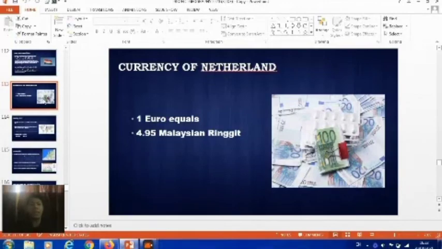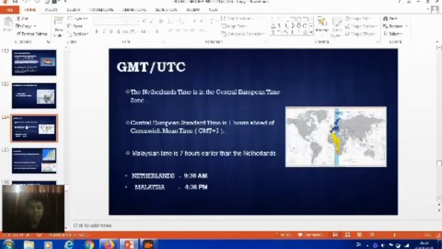Next adalah currency of the Netherlands, iaitu 1 euro equals RM4.95 Malaysia ringgit. Dan seterusnya GMT, iaitu the Netherlands time is the Central European time zone. And Central European time zone is 1 hour ahead of Greenwich Mean Time. Iaitu kat Eropah tu, masa dia 1 jam lebih awal daripada Greenwich Mean Time.